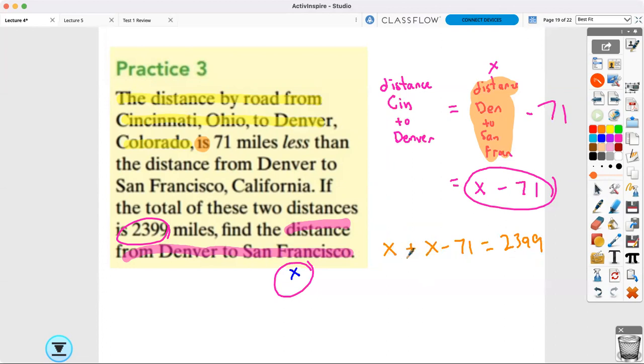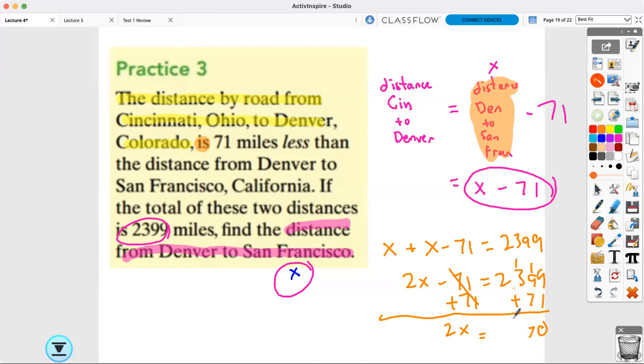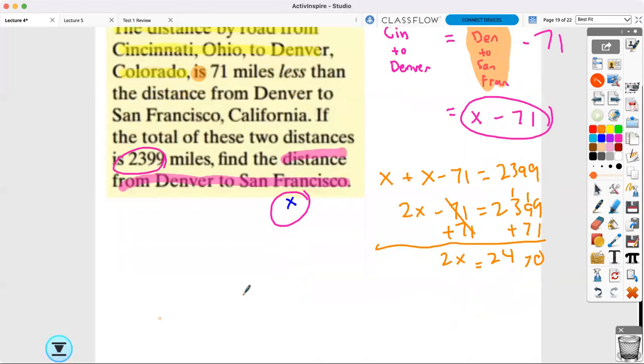Now we solve for x. X plus x is 2x. Minus 71 equals 2399. Add 71 on both sides. Then we get 2x equals, 2399 plus 71 is 2470. So 2x equals 2470. Next, we divide both sides by 2 to get x alone, which is 1235 miles. And we're done.